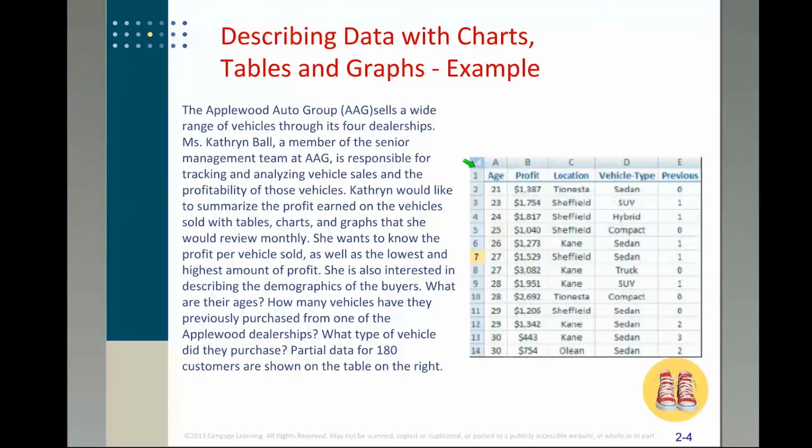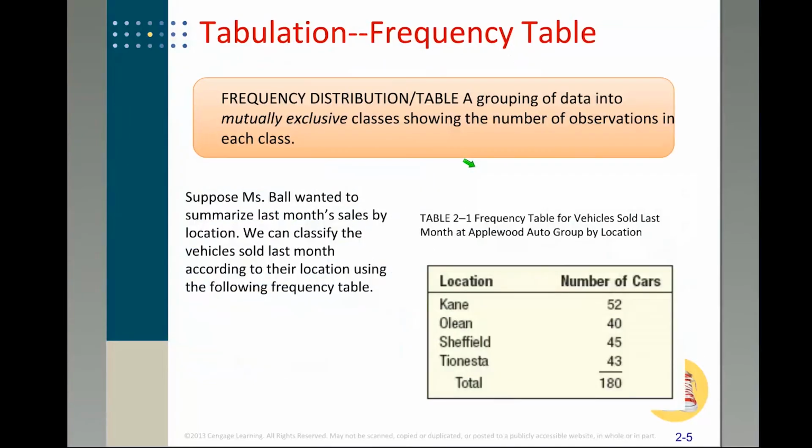Now, apparently, if you only look at the raw data, you don't get much information. Even if you look at this partial data right here, it's going everywhere. Locations are different, vehicle types are different. So it's better to summarize the data. Of course, we summarize data based on the level of measurement.